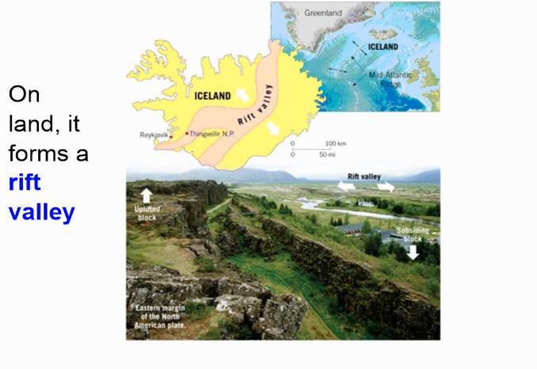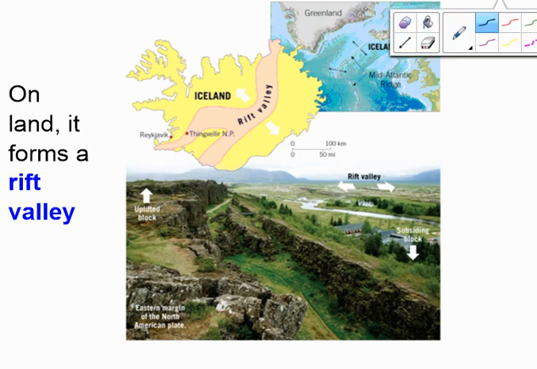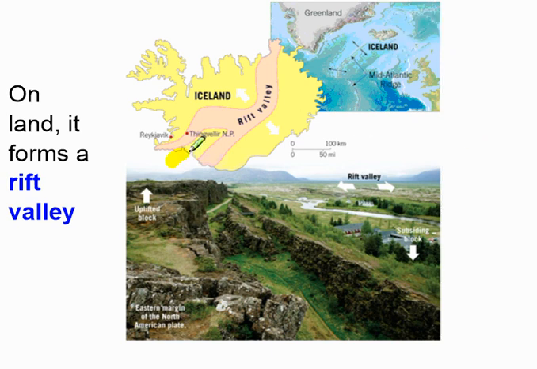Now on land, it gets a different name. In class, I mentioned poor Iceland. Poor Iceland. Iceland is literally getting ripped in half. One side is on the North American plate and one is on the Eurasian plate, and it's being ripped in half. What forms here is called a rift valley. A rift valley is the name of a divergent boundary that is happening on land.